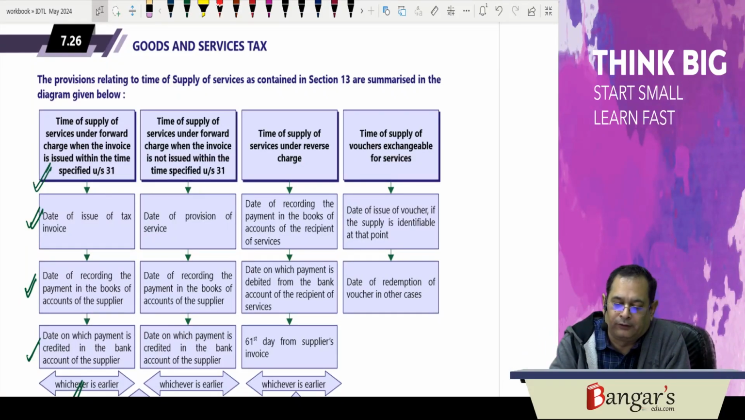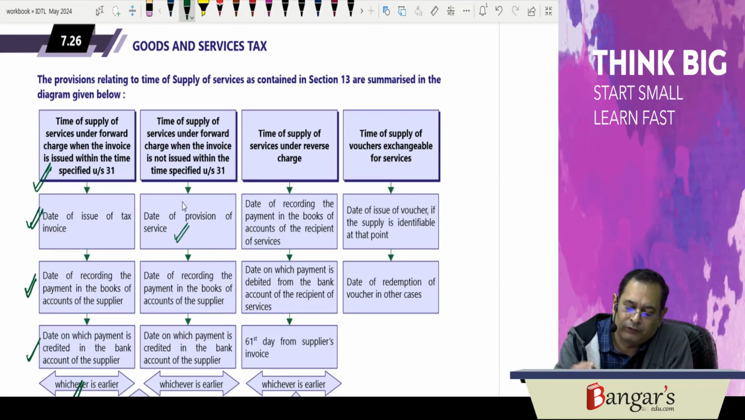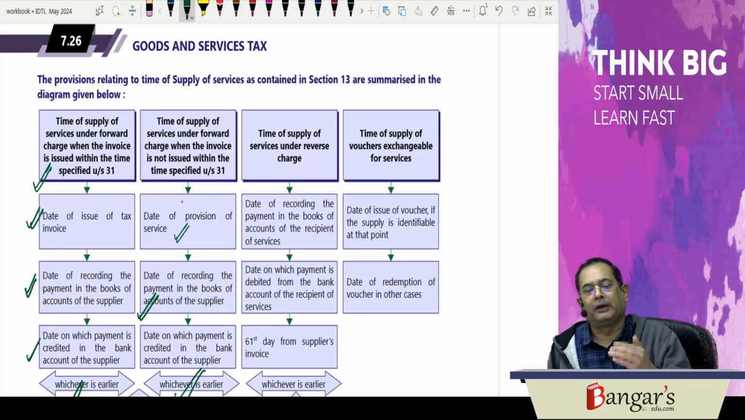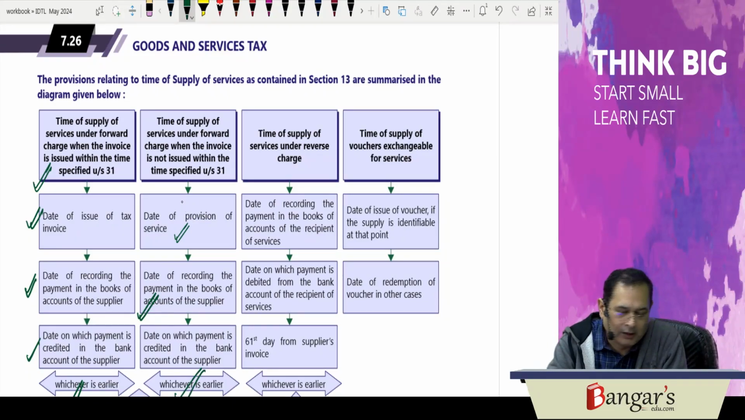Then time of supply of services under forward charge mechanism when the invoice is not issued within the time specified under section 31. It is the date of provision of service, or date of recording the payment in the books of accounts of the supplier, or the date when the payment has been credited in the bank account. So I will say whichever is earlier.